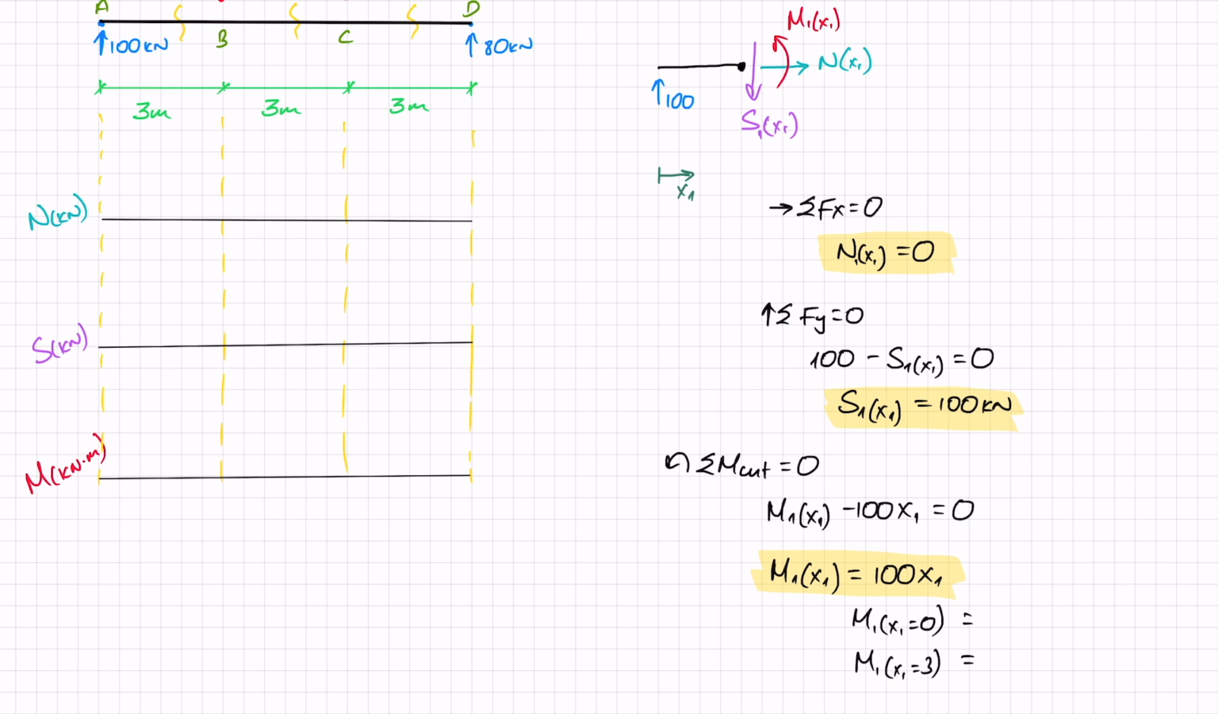I could check what happens anywhere along the way though with this. So if I substitute x1 with 0, I get 0 here, and if I substitute x1 with 3 meters, I get 300 kilonewton meters. I can see that this is a linear line, so I know that I am going to be going from 0 to 300 in a straight line.